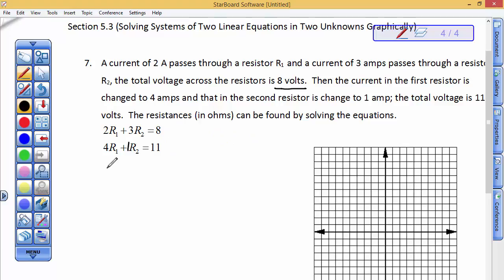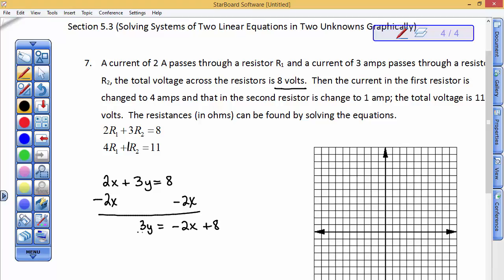Nonetheless, what I'm going to do with this is look at the first one as being 2x plus 3y equals 8. And if by chance you like slope-intercept form, you would subtract 2x from both sides of this equation. So you'd have 3y equals negative 2x plus 8. And then we'll divide both sides by 3.